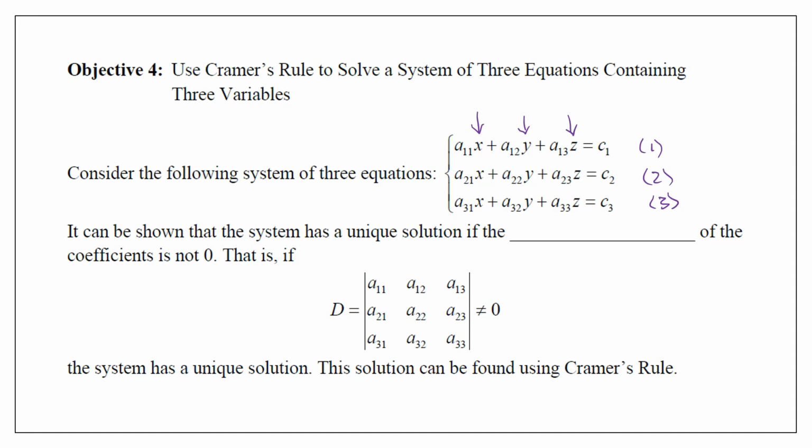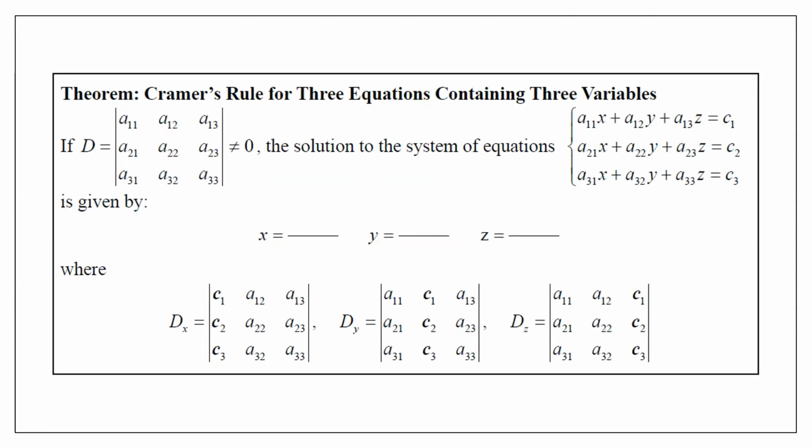It can be shown that the system has a unique solution if the determinant of the coefficients of the variables is not 0. That is, if the determinant does not equal 0, the system then has a unique solution. The solution can be found using Cramer's rule.